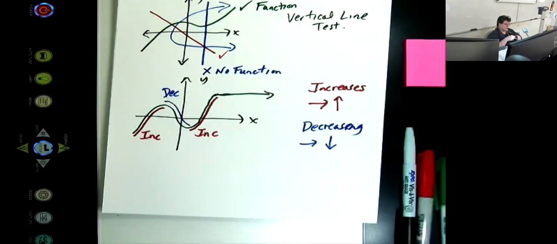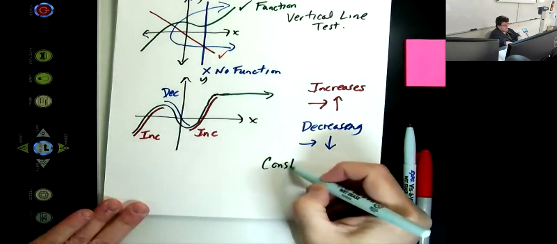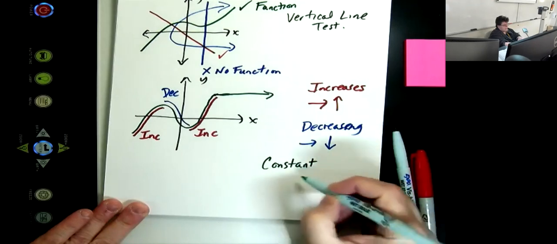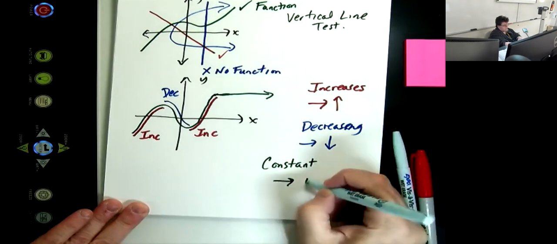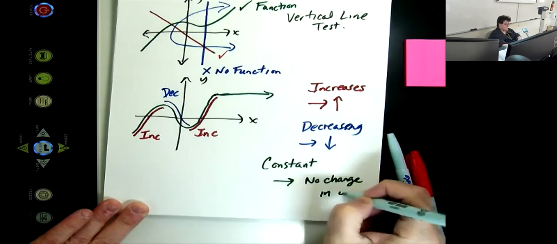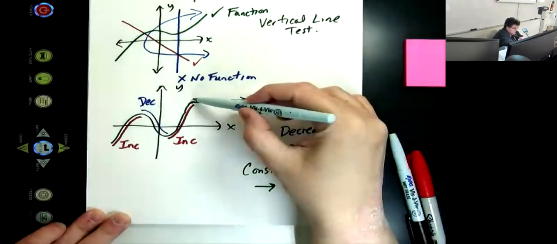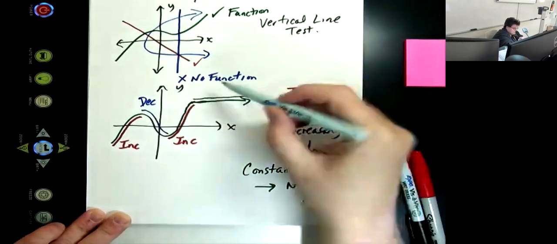And where functions are constant, as we go to the right, there is no change in height. And that would be from here onward. This section is constant.